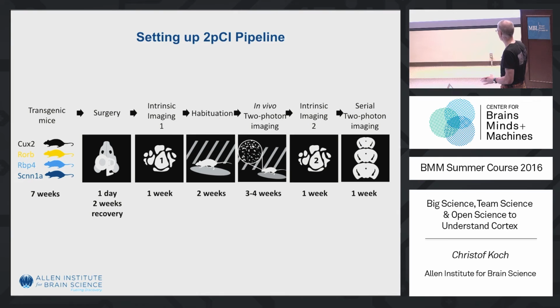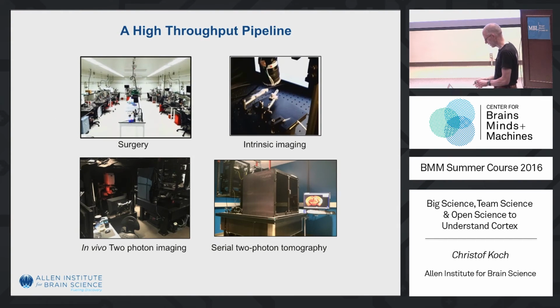We do intrinsic imaging, so we know exactly where we are. We train the animal behaviorally. We do multiple imaging sessions where we return day after day to the same location. We do intrinsic imaging again, and then afterwards we sacrifice the animals and do 2-photon serial reconstruction of those neurons, so we know exactly afterwards what neurons we imaged. So it requires lots of fancy tools. This is our surgery, intrinsic imaging, so lots of different instruments. So that's what we mean by a pipeline.